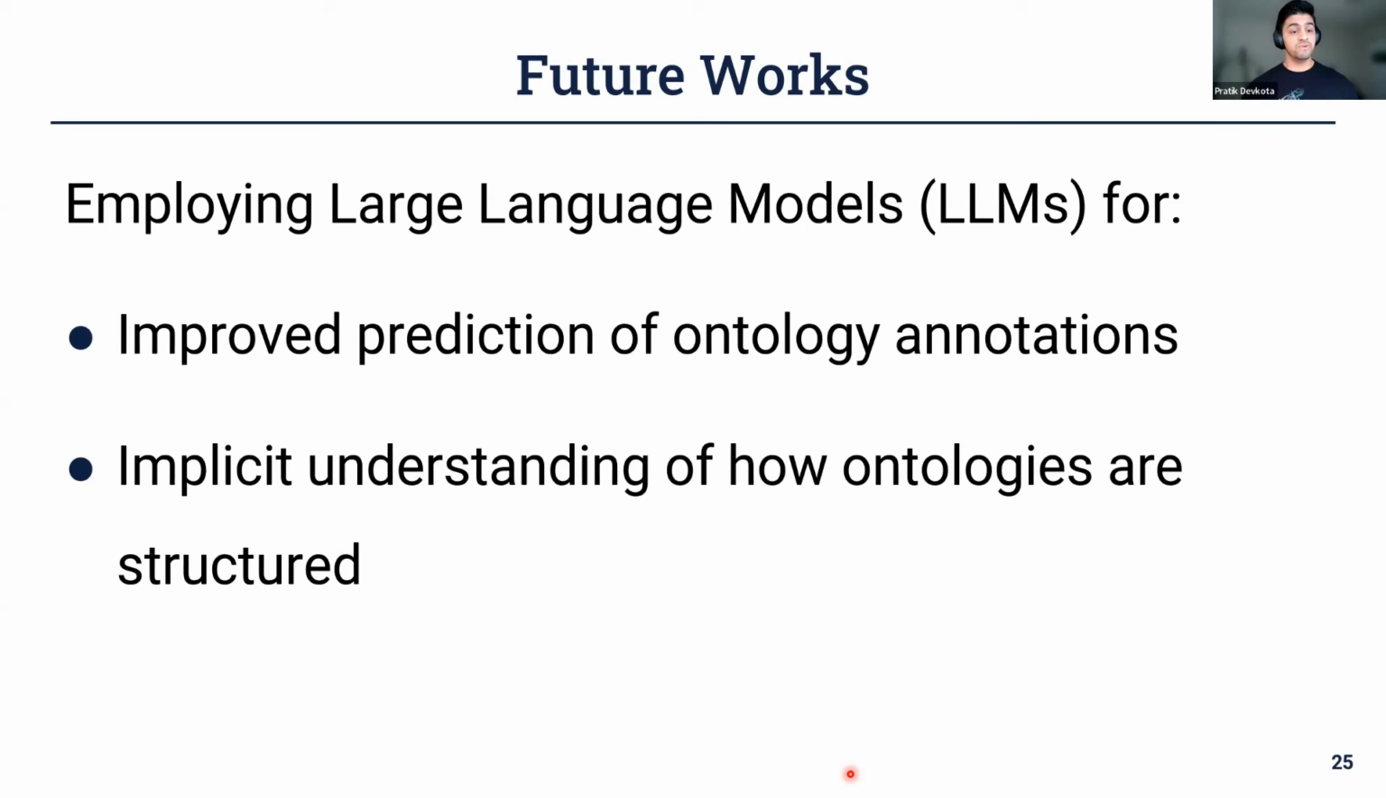Now, for the future works, with a rapidly growing community of generative AI and open source large language models, our future work would be directed towards making use of these models, as we believe that they can understand the context of biological literature text even better. On top of that, we can train the model to build a better understanding of the structure and components of ontologies without having to explicitly specify the hierarchy.